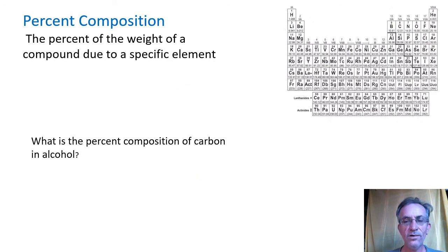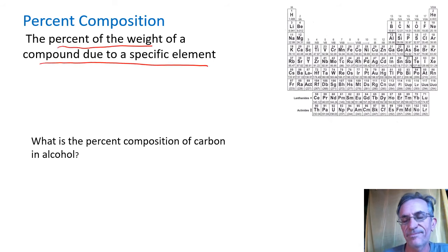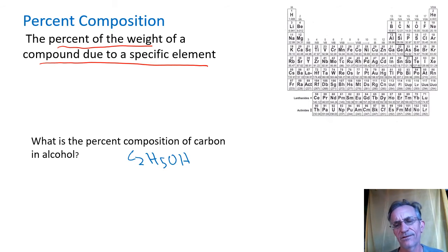All right, so one final calculation in this chapter, and that's called percent composition. Percent composition is the percent of the weight of a compound due to a specific element. We're going to do an example here with alcohol. The formula for alcohol, the stuff you drink if you're 21 or whatever, is C2H5OH. We write it that way. It has to do with how the atoms are put together, their structure.